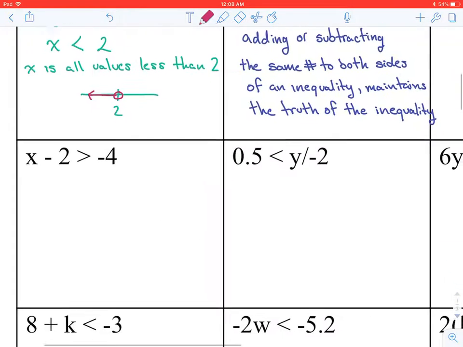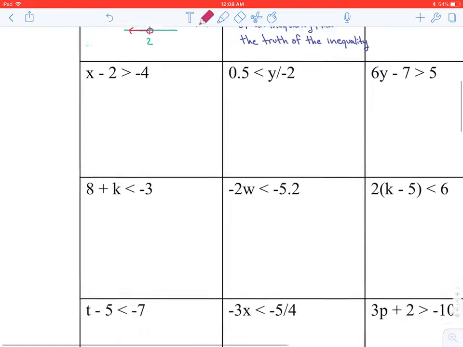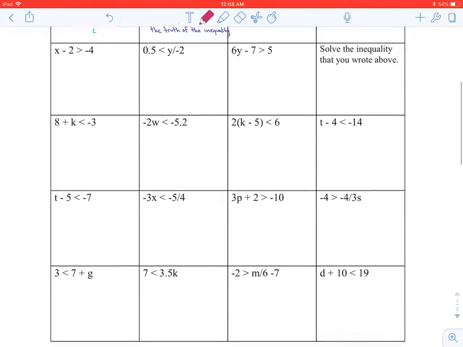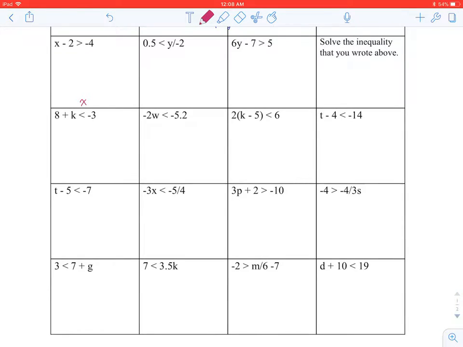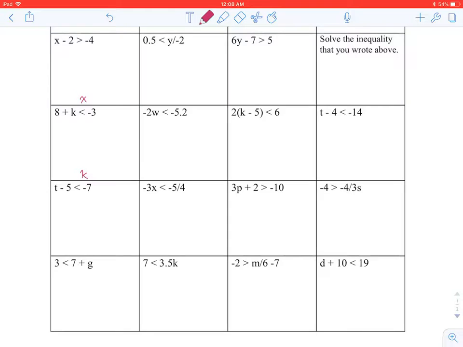Okay, let's go ahead and try another one. So for all of these on Monday's column, there are 5 total, not too many. So for all of these, you are going to be getting the variable by itself. And then the symbol is going to stay the same. So this is still going to be a greater than symbol. This will still be a less than, this will still be a less than, and then this will still be a less than.